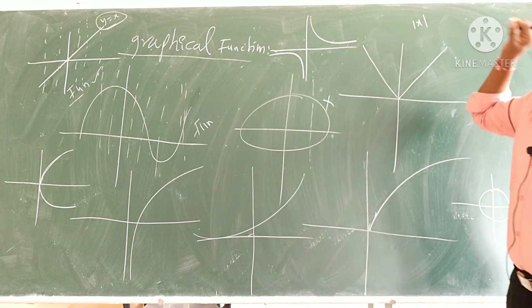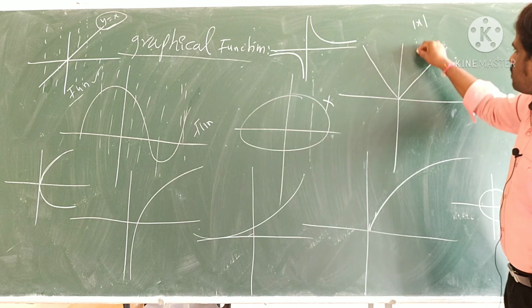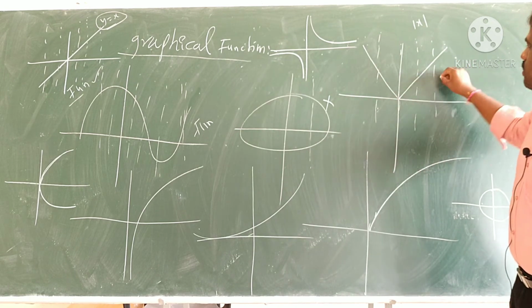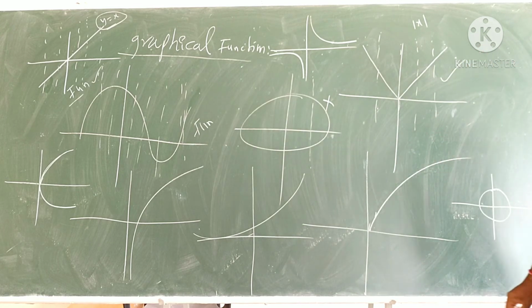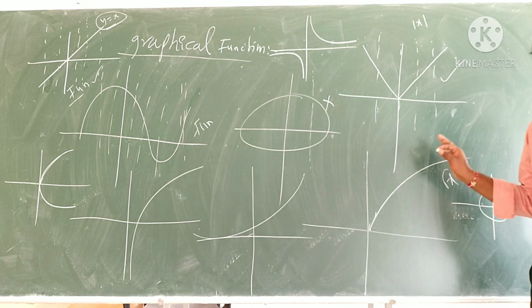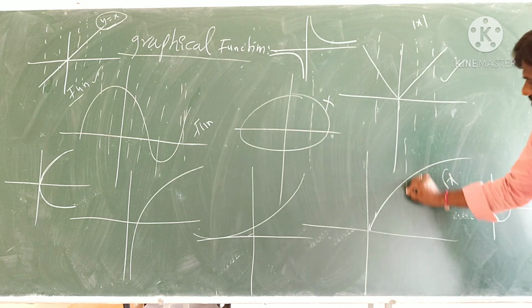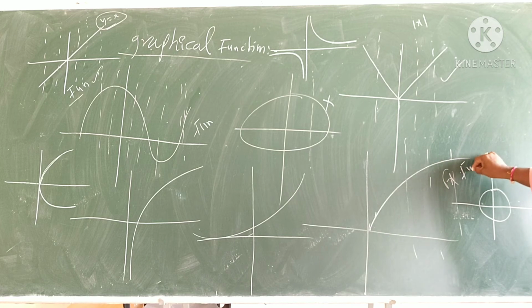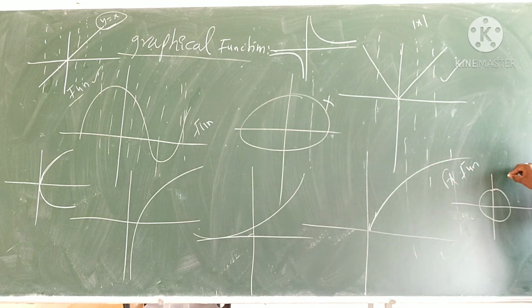You know the modulus graph, you have studied it, right? So for the modulus, see here, you draw anywhere, it will cut at one point. So it is a modulus function. This one is the square root function. I will tell you how to draw all these graphs. Now you can draw anywhere here, it will cut at one point, so it is a function. If this is a circle, it will cut at 2 points, so this is not a function.